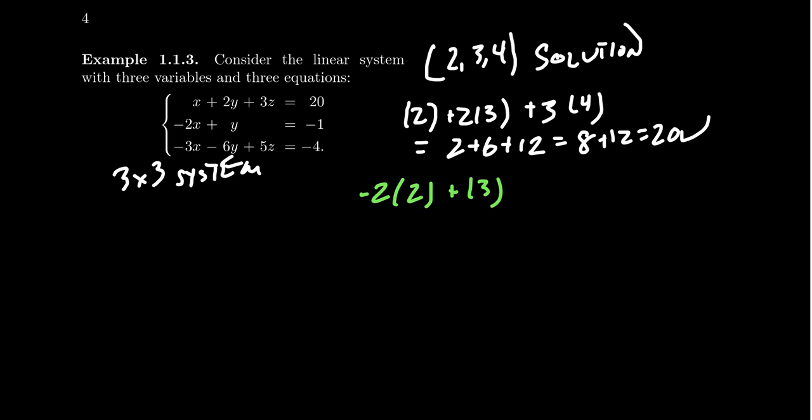That's okay. You won't have to plug anything in there. You can think of it as there's a coefficient of 0 in front of your z value there. We can just ignore it. So negative 2 times 2 is a negative 4, plus 3 is a negative 1. That checks out for the second equation.